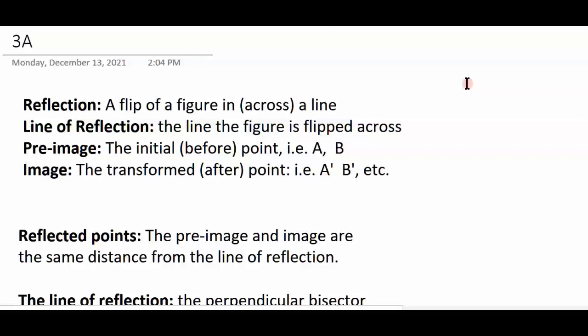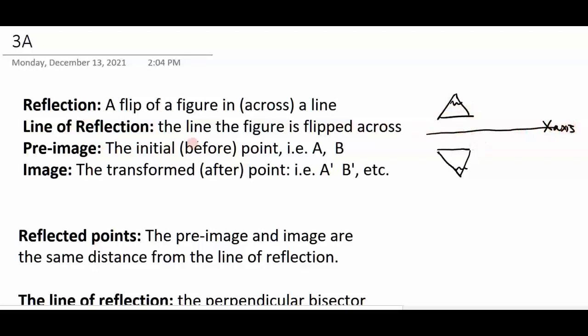This is any time that I have a figure, and it could be as simple as a triangle, and then some line that I'm going to reflect it across. For instance, if this were a mountain, and this is a lake, then I might see the reflection of the mountain like this. This would be a reflection across the lake. In this case, this is a reflection across the x-axis, or in the x-axis.